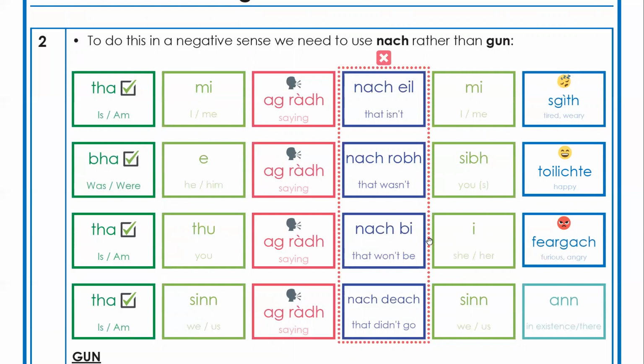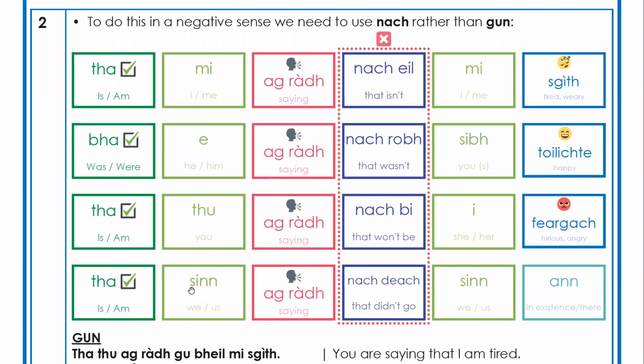Ha gra nach bi I ferigach. You are saying that she would be angry. Ha shin gra nach jach shin awn. We are saying that we didn't go there, didn't go.